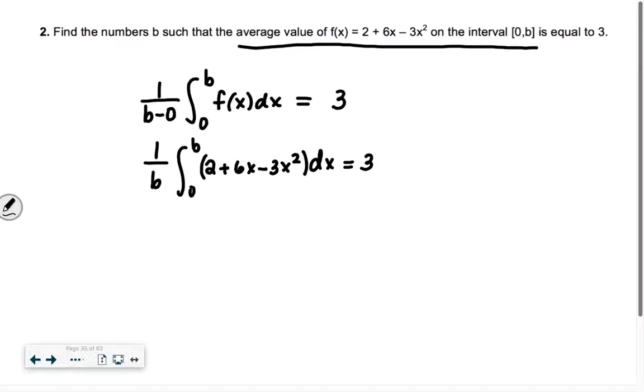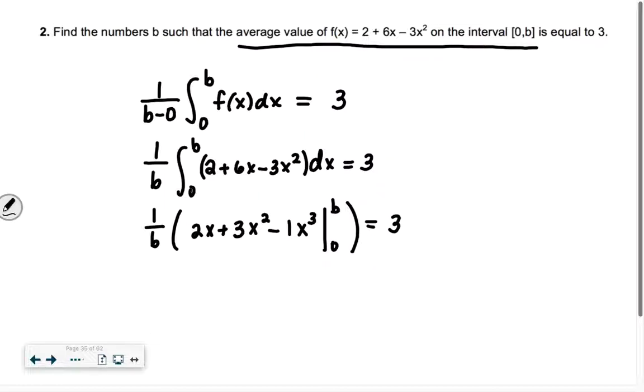So our calculator can't handle that. It can't do 0 to b. Like, what's b, right? So we're going to do it by hand. I'm going to have 1 over b, and I'm going to integrate, and I have 2x plus an x squared. What number will I have in front of the x squared? 3, right? Because it'd be 6 divided by 2. Minus x cubed. What number am I going to have in front? 1, yep. Going from 0 to b. Don't need a plus c this time. Why? It's a definite integral.